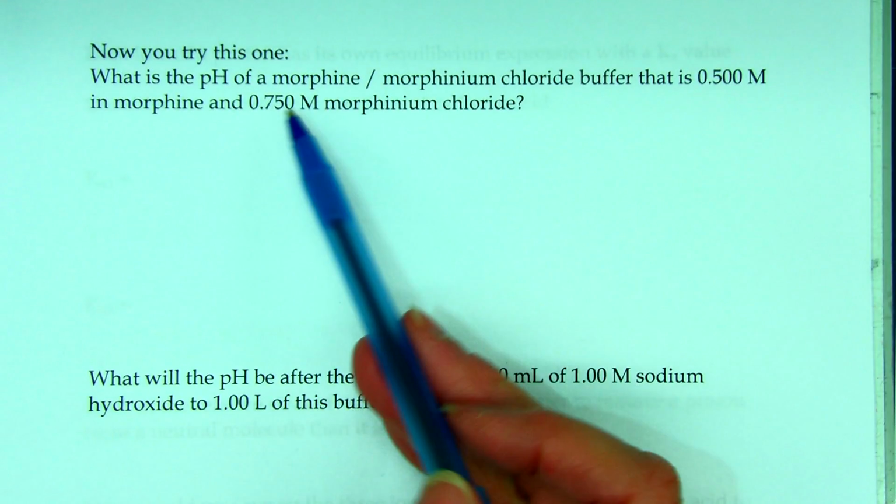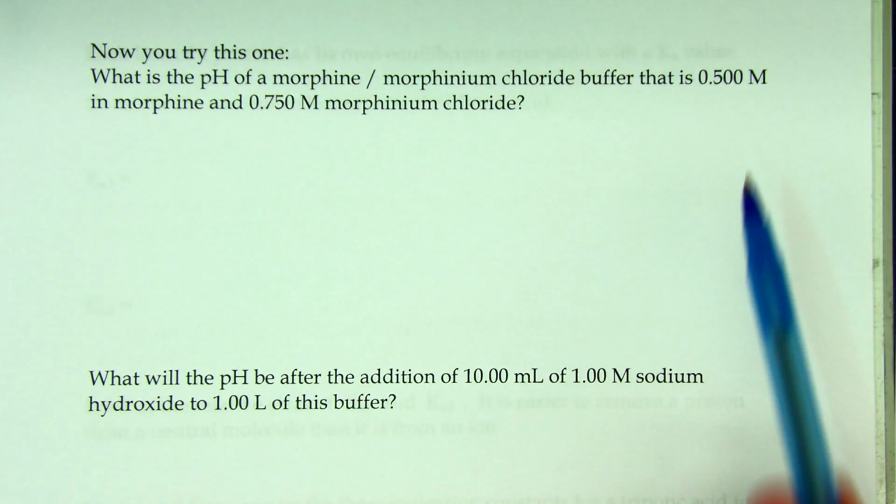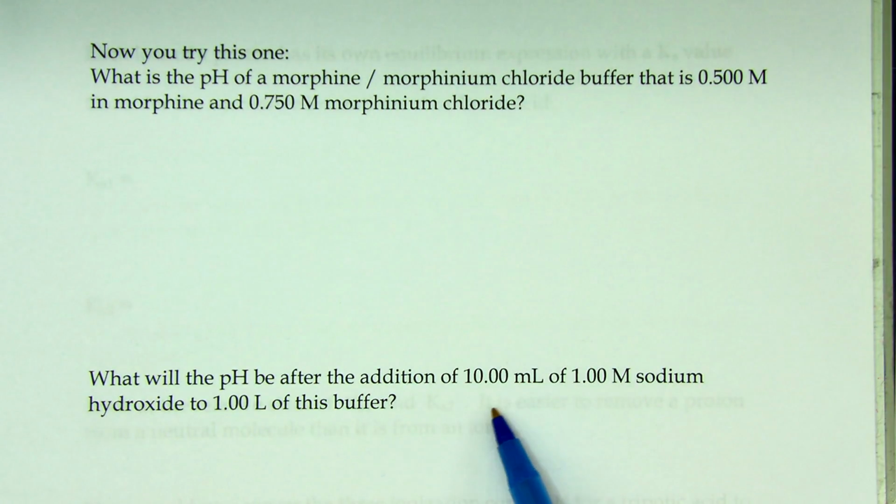So first find the pH of a morphinium chloride buffer. Then think about what happens when I dump in 10 mils of sodium hydroxide. So you're dumping in a strong base. That strong base reacts and uses up your BH+, and then you go from there. Okay? Go ahead and do this with your groups on your whiteboards.